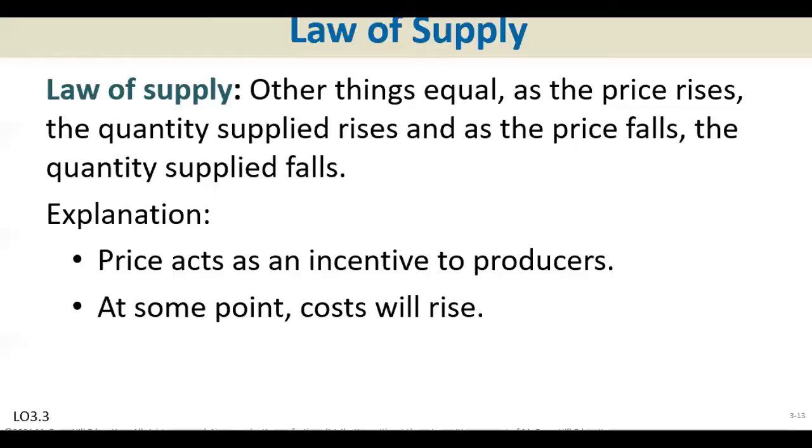So the law of supply, right? Other things equal, as the price rises, the quantity supplied rises, and as the price falls, the quantity supplied falls. So what we see here is the same direction. The price and the quantity supplied move in the same direction, and you see that positive slope, right? An upsloping curve. And why is that? Because here the price acts as an incentive to the producer. The producer earning the money is the one getting the revenue. We know that the revenue is the price times quantity. If the price is higher on the market, they want to sell more, right? They want to sell more.